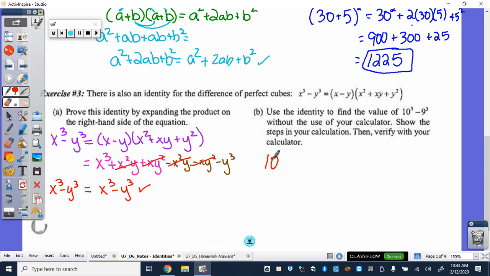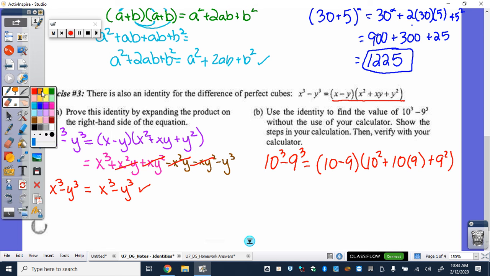All right, so 10 cubed minus 9 cubed. Again, I am just following my little formula up there. 10 is my x, 9 is my y. So 10 minus 9, then 10 squared plus 10 times 9 plus 9 squared. So again, let's try to do this without our calculators. That first part's pretty easy.